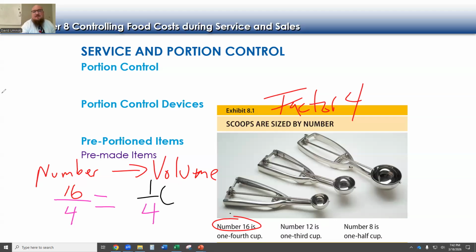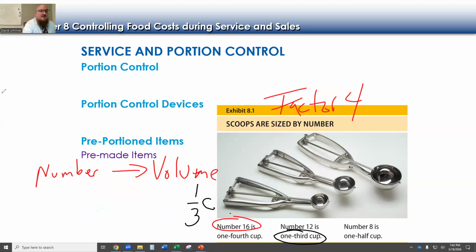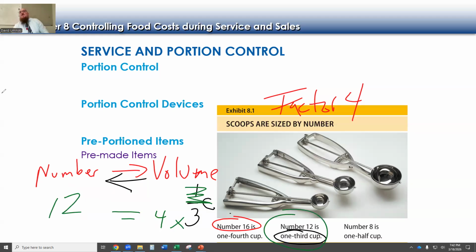Now, what happens if we're going the opposite direction? If we have 1/3 cup, and we want to figure out what the number is, we are going to multiply the denominator by 4 and get rid of the top. So what is 4 times 3? 12. Number 12 is a 1/3 cup volume. Questions, comments, concerns about scoop size? All right.